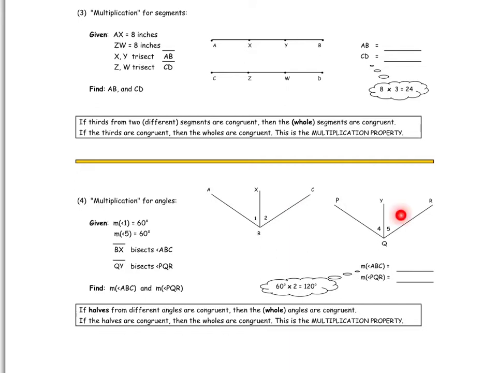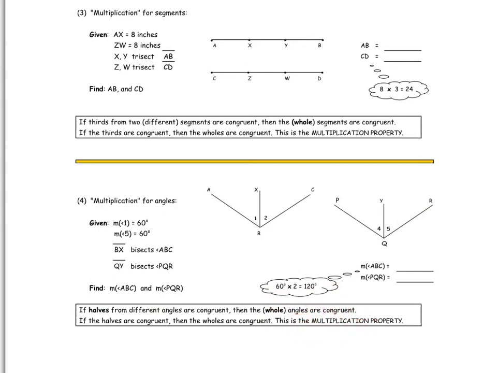If angle 5 has 60 degrees and QY is a bisector, then I know that angle 5 represents half the degrees inside of PQR, and if I double that number, 60, I'm going to find out how many degrees are in the whole PQR. So if a half from one angle is congruent to a half from another angle, then when I double this number and I double this number, I get the same answer for both. If halves from different angles are congruent, the whole angles must be congruent.